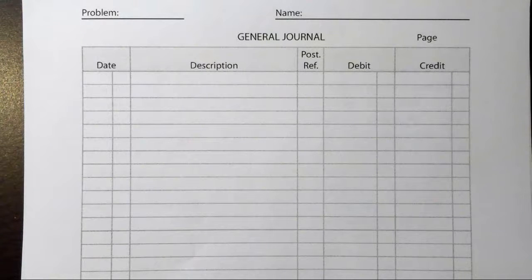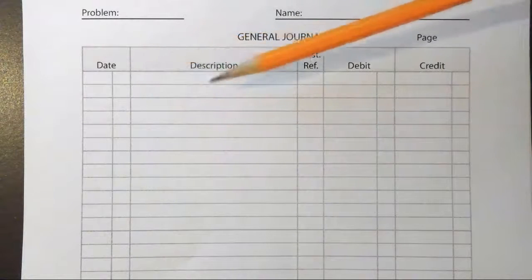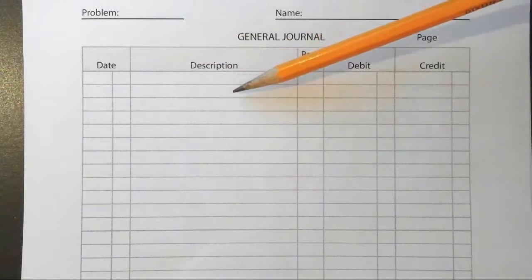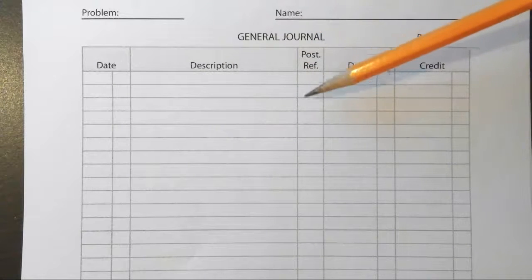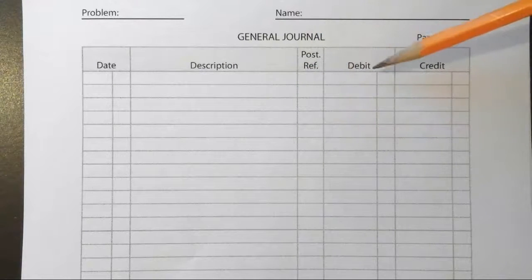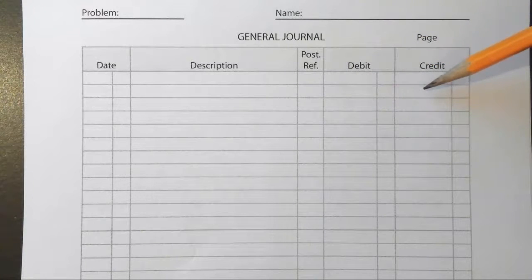We're going to talk about general journals, and a journal is a method of recording a transaction. So we have to start with a date. We have a description where we list the accounts that we're going to use. The post reference, which is the account number. We have a debit, and then we have a credit column.